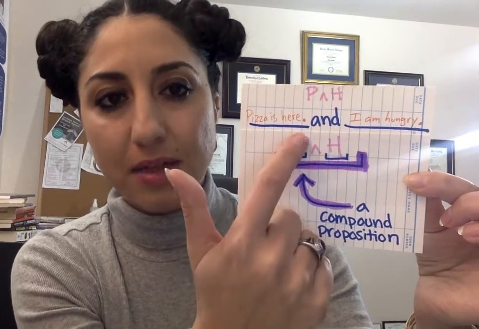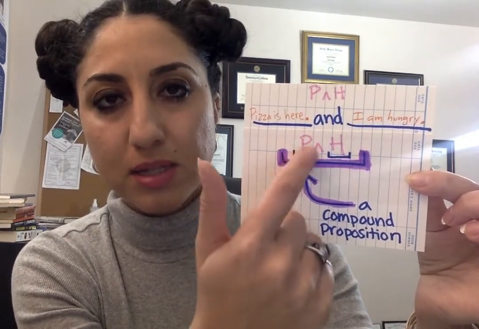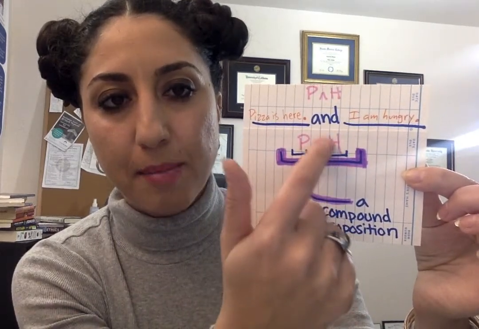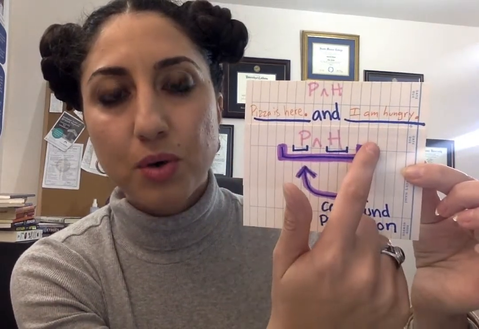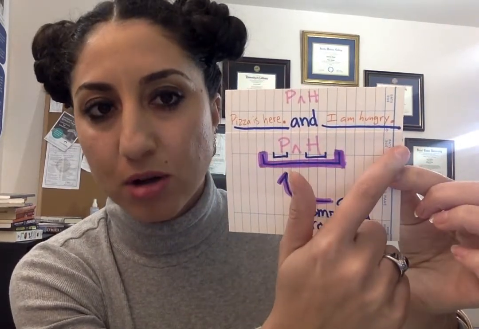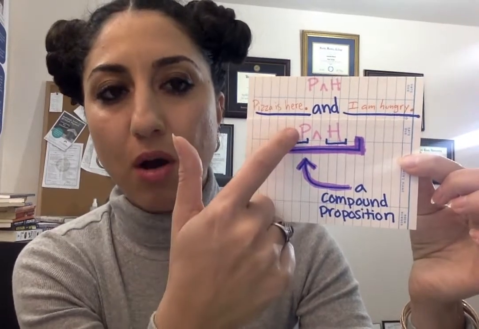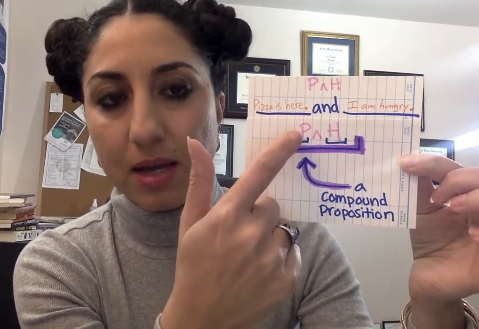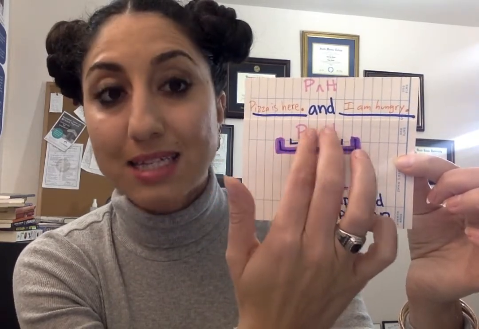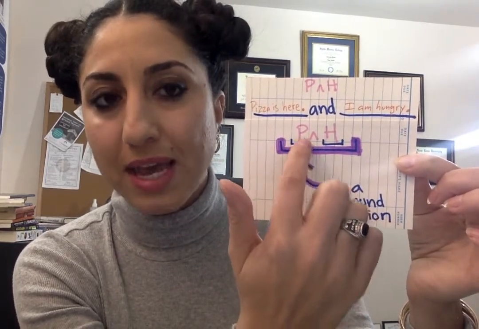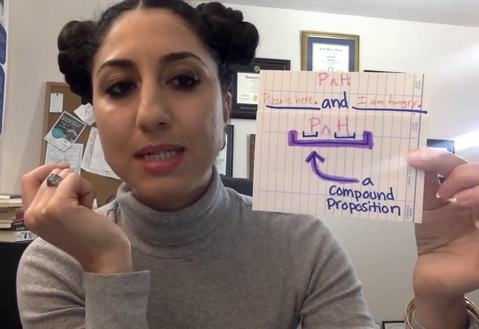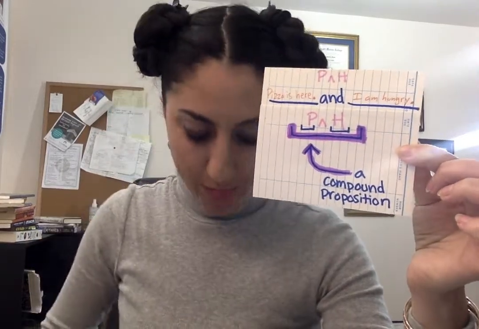Now when we put that together, it's true or it's false that the pizza is here. And it's true or it's false that I am hungry. But there's also true or false that the pizza is here and I am hungry. So notice that you have this atomic idea, P, and you have this atomic idea, H. And if we put those together and connect them with the conjunction of and, you're creating a whole new idea. That whole new idea is called the compound proposition.